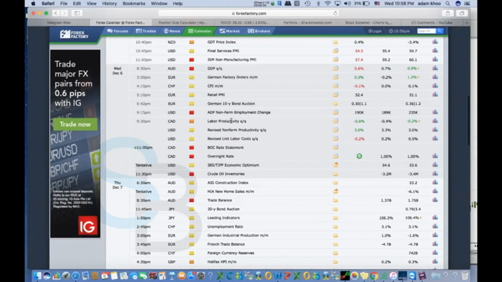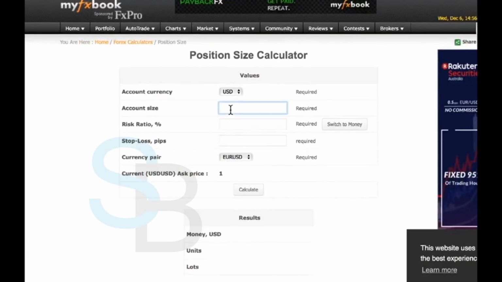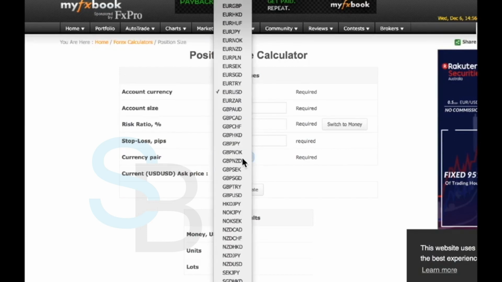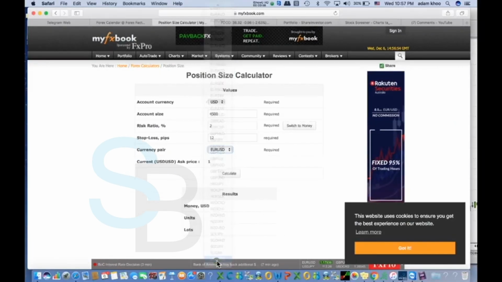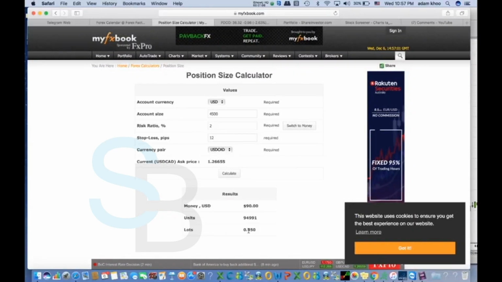All right. So to trade this, the first thing I'll do is go to my position sizing calculator. For example, if your account size is $4,500, you're risking 2%. Stop loss will always be 12 pips away for this strategy, unless it's a pound pair, where we place it further away. And because I'm trading Canadian news, I'll be looking at the Canadian dollar, CAD. So based on this, if I click calculate, I will trade 0.95 lots. So that's my position size.